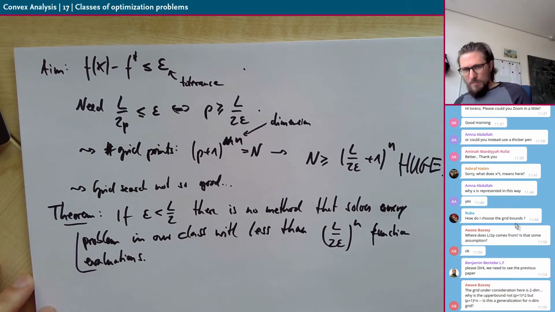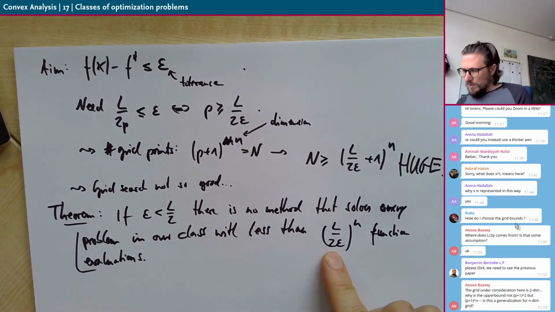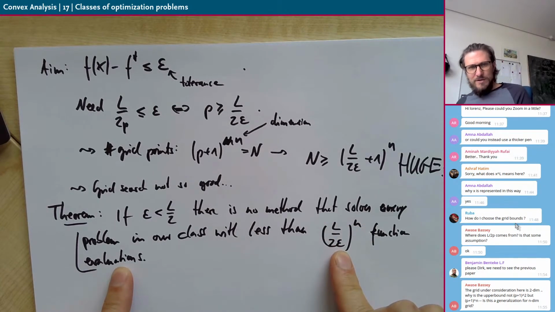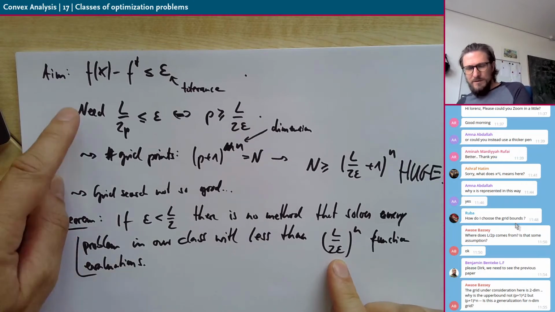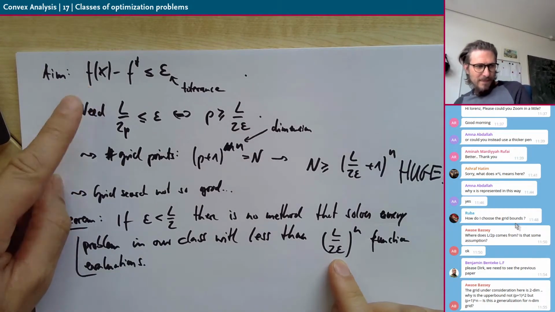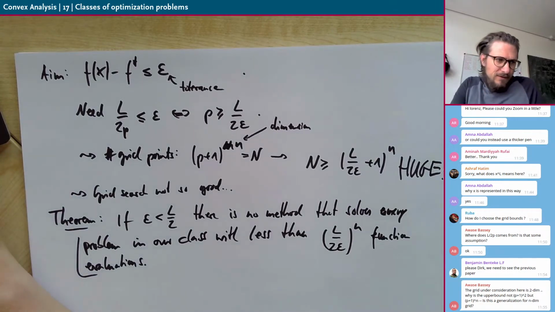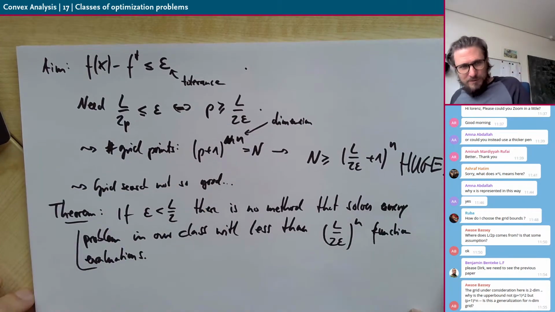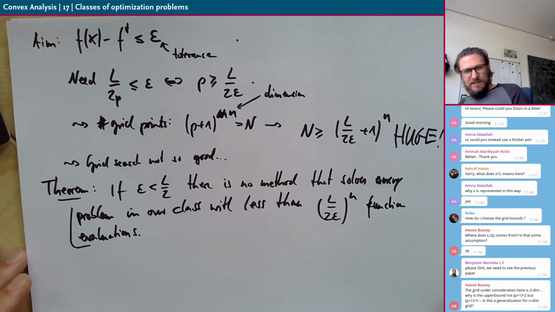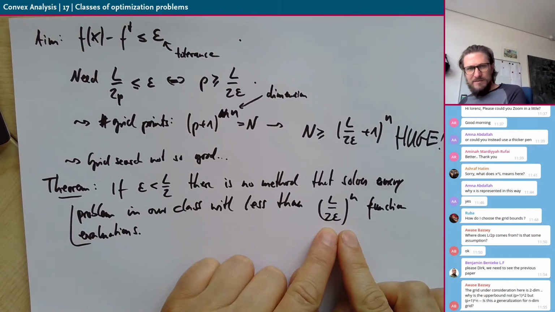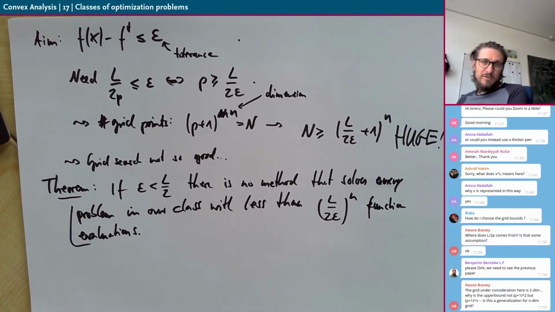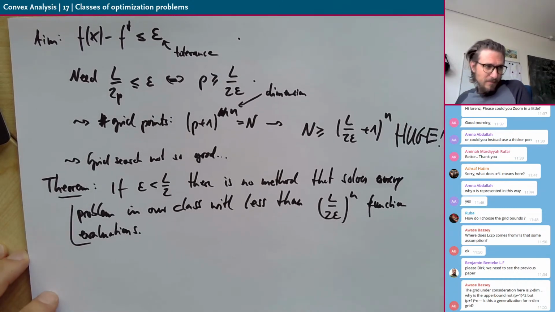So let that sink in. No matter how you design an algorithm for this problem class, only doing function evaluations and nothing else, there will always be at least one problem where you need this many function evaluations to find a point which fulfills this approximation property. Okay. So why is this important? It is important because it tells us that without knowing anything more about our problem, grid search is already pretty nice. Uniformly over all problems, even though it's bad, there's nothing which can really do better on all problems.